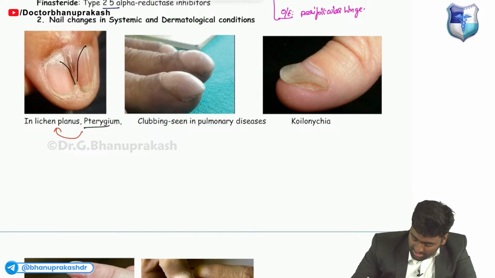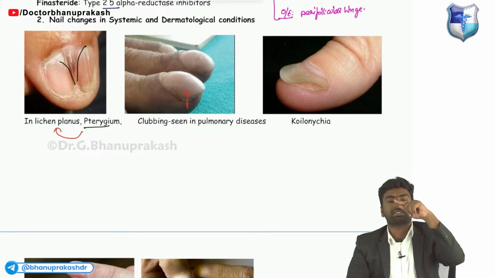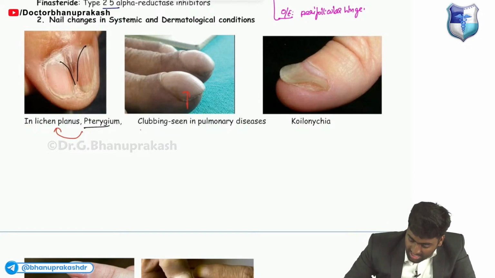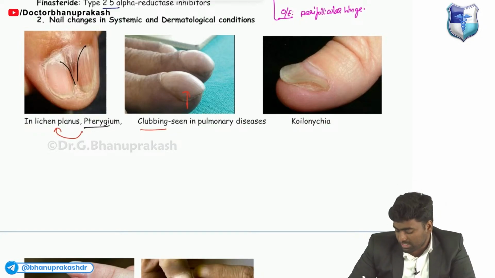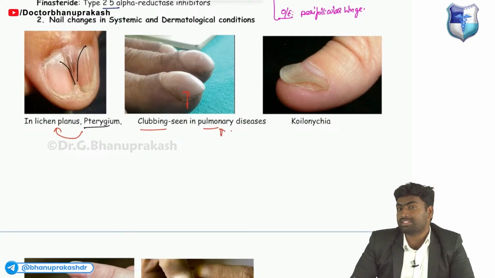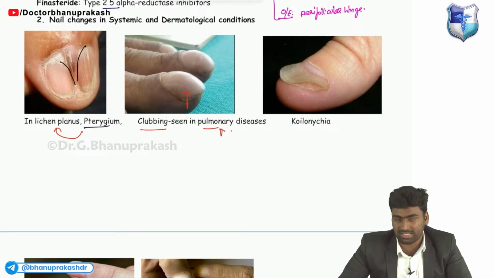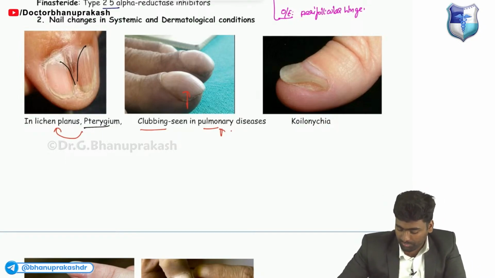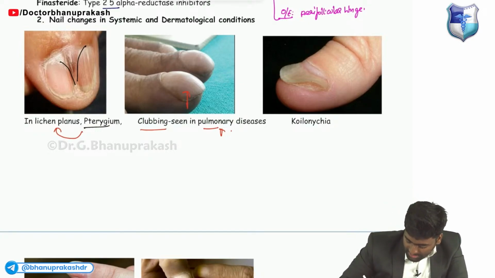And next, if you see fingers that, instead of being like this, become like a drumstick, and the smooth angle is not maintained, this is clubbing of the fingers. It is seen mostly in pulmonary disease, and a few cardiovascular diseases also. Remember, it is mostly seen in pulmonary disease where there is decreased oxygen diffusion. It is a feature of hypoxia.